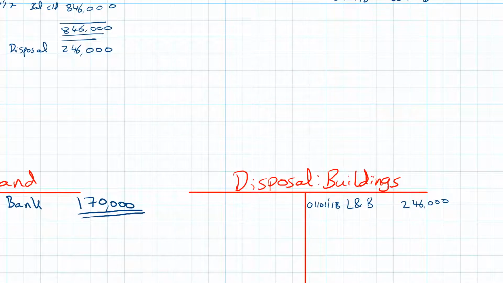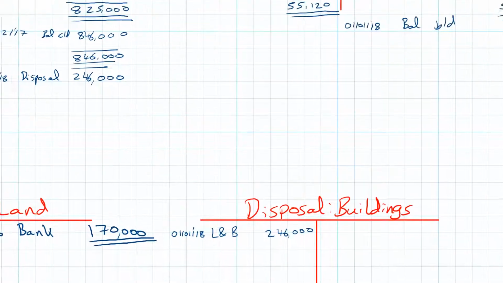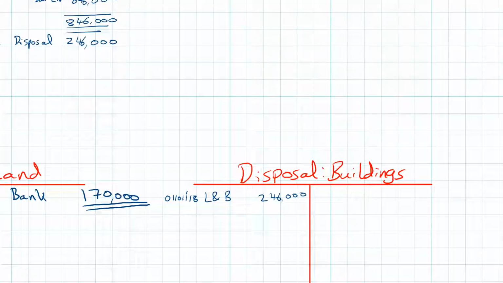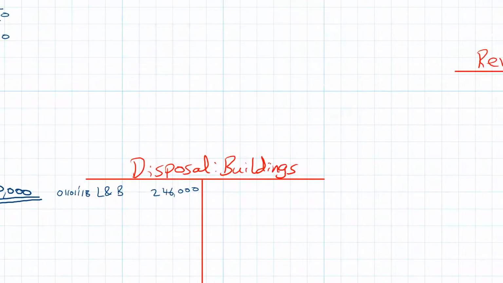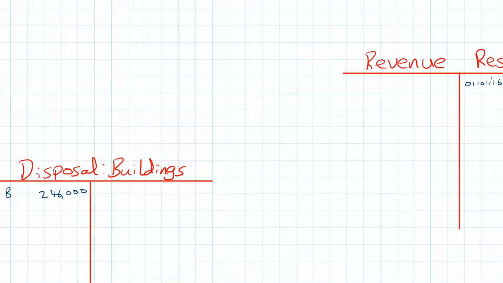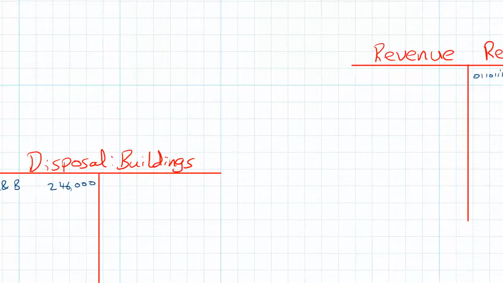Oh, I put it on the wrong side. How did I do that? Okay, so it should be a double entry. I was looking at it wrong. Double entry would go from the credit to the debit side. Perfect. So that's right now. I knew I was doing something wrong. So that disposal is done.